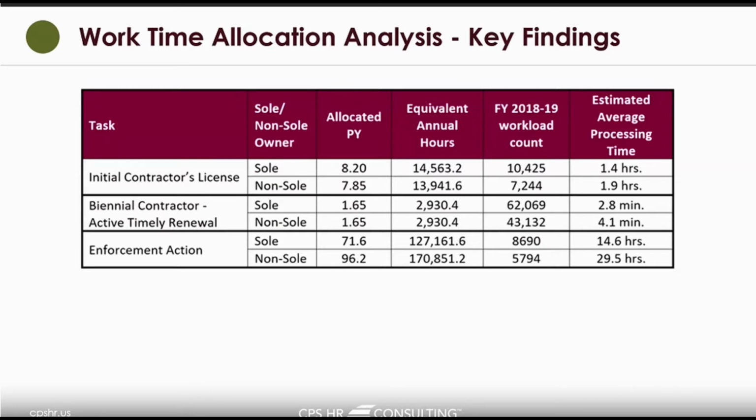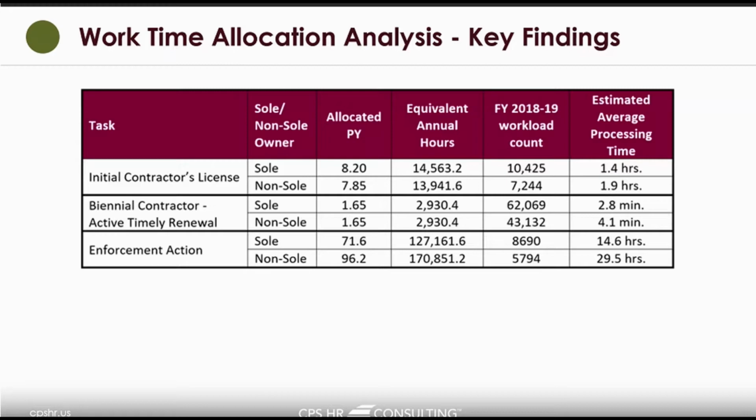The next column over, FY 18-19 workload count. So for sole owners, that's 10,425 initial contractors license applications processed. And what we did in the column on the far right, estimated average processing time, is we simply just took that equivalent annual hours divided by the workload count to arrive at an estimated time there. So for sole owners, 1.4 hours. For the non-sole owner initial contractor's license, 1.9 hours.